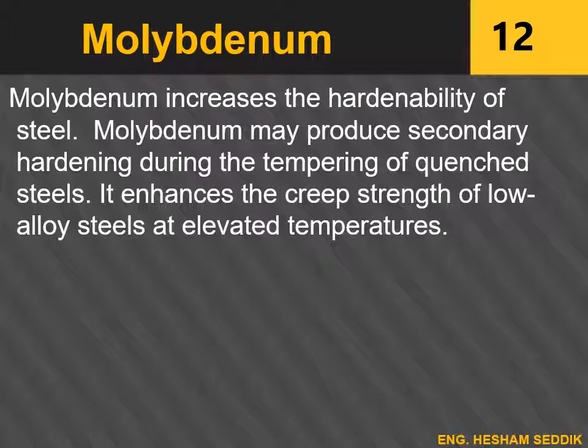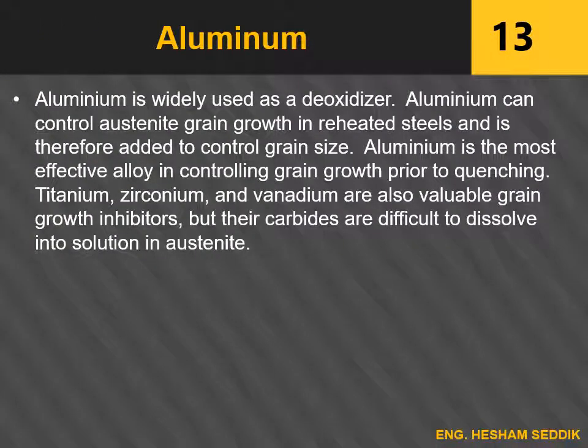Molybdenum increases the hardenability, and molybdenum may produce secondary hardening during the tempering of quenched steel. Aluminium is a deoxidizer that can control austenite grain growth in reheated steel, and is therefore added to control grain size. Aluminium is the most effective alloy in controlling grain growth prior to quenching.